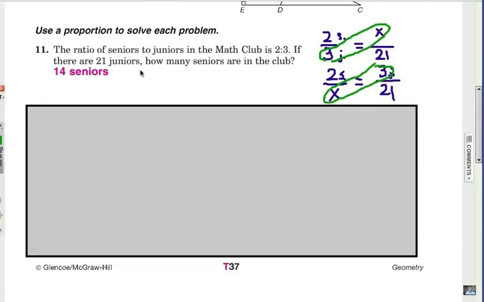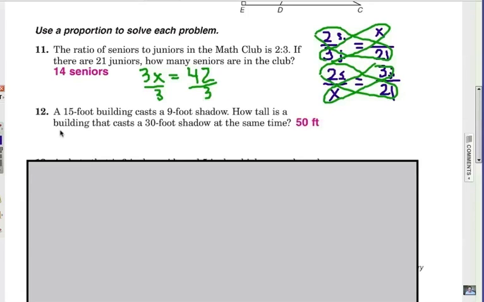You would get 3x, and 2 times 21 cross multiplying the other direction would be 42. Alright, you could also get it with the other proportion possibility. So however you do your proportion, just make sure you line everything up, and then of course we're going to divide by 3 and we'll get our answer of 14 seniors. Alright, let's look at the next one.